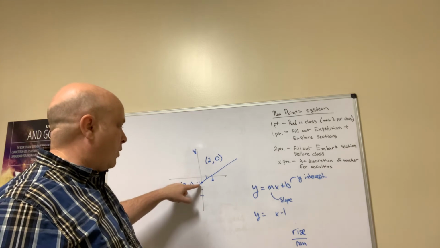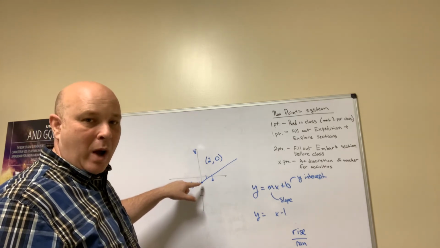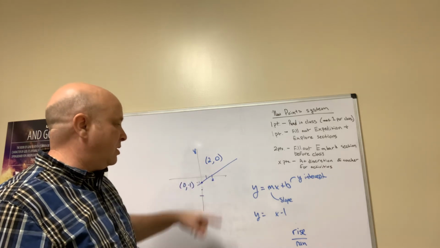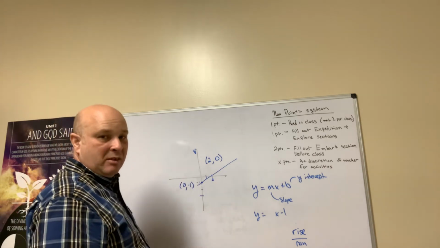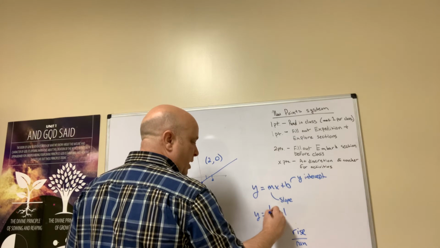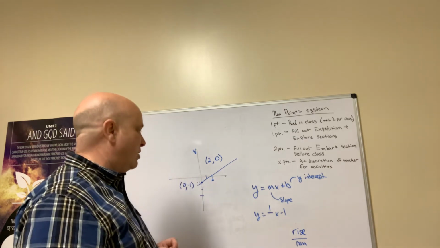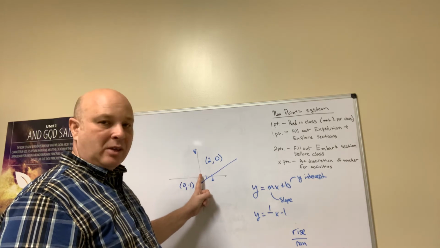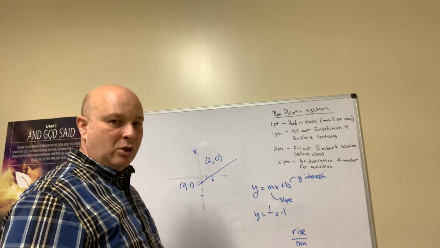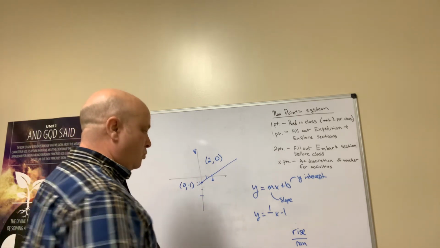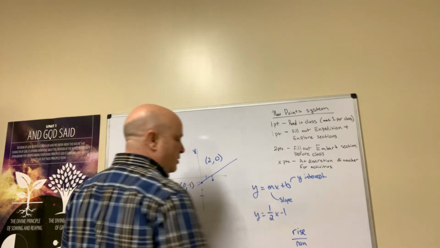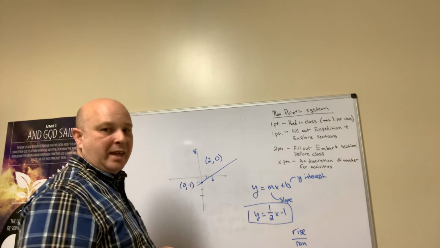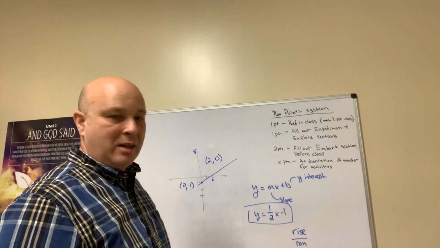So how far did I rise? Rise is going to be my y-axis, I rose from -1 to 0. From -1 to 0, that is a positive rise, so that's a 1 that goes right here. That's my rise. Now my run, I went from x equals 0 to x equals +2. That's a positive run. So the algebraic expression of this line is y equals 1/2 x minus 1.